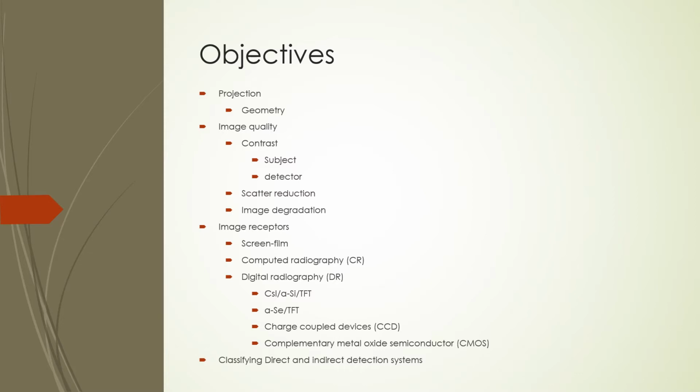Students will also learn about image receptors like screen film systems, computed radiography systems based on photostimulable storage phosphors, digital radiography systems based on cesium iodide and amorphous selenium. We shall also touch on charge-coupled devices and complementary metal-oxide semiconductor imaging systems, and then finally classify image receptors as direct and indirect detection systems.